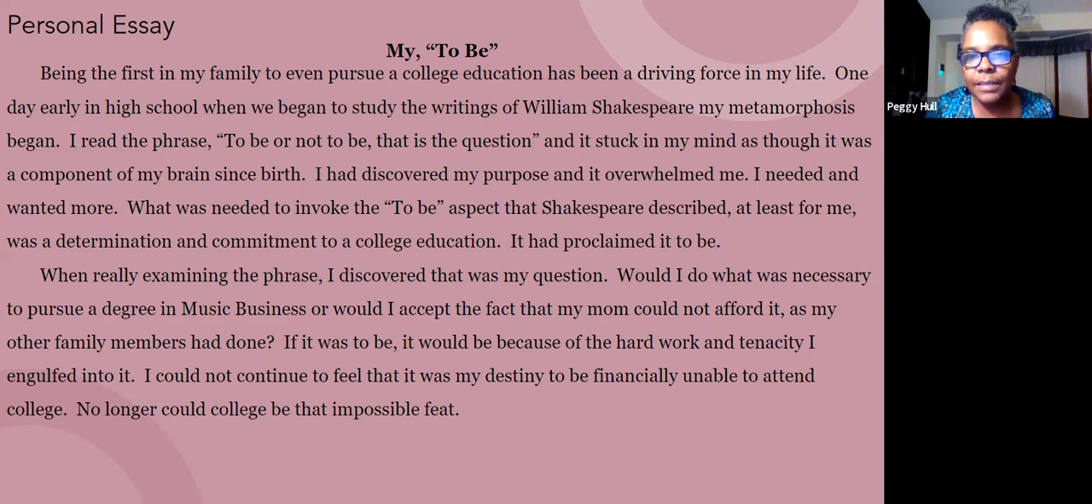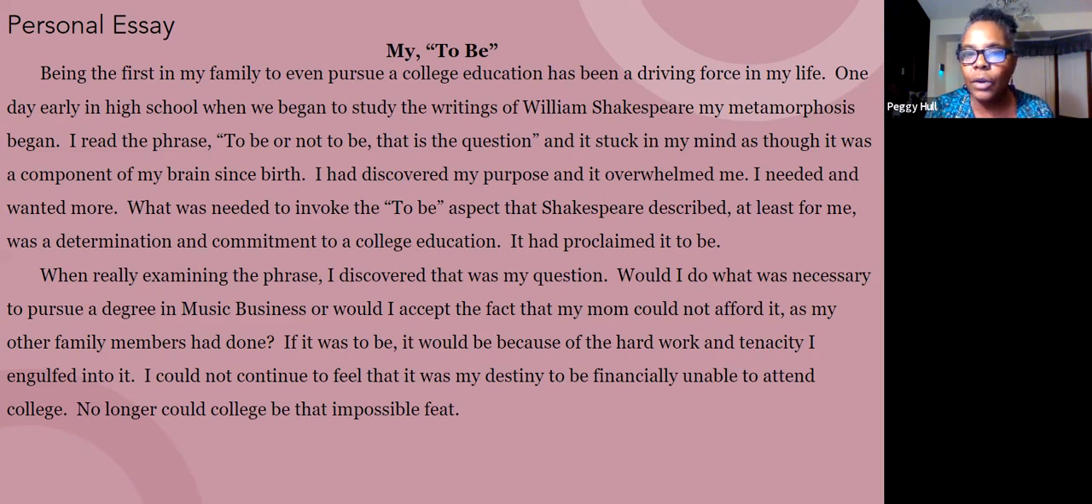So I'm going to read this one. It says, "To Be. Being the first in my family to even pursue a college education has been a driving force in my life. One day early in high school, when we began to study the writings of William Shakespeare, my metamorphosis began. I read the phrase, 'To be or not to be, that is the question,' and it stuck in my mind as though it was a component of my brain since birth. I had discovered my purpose and it overwhelmed me. I needed and wanted more.